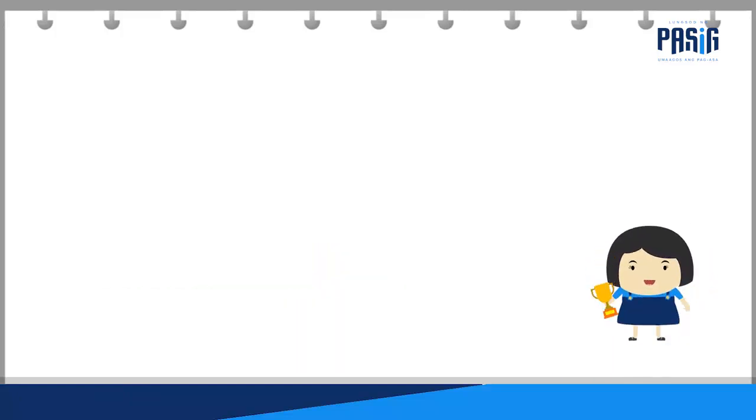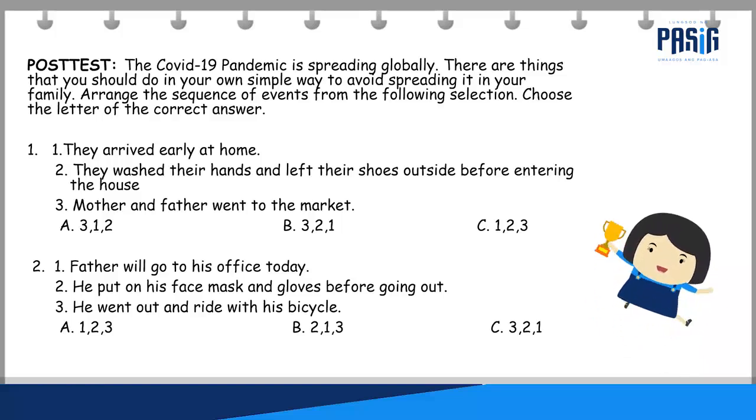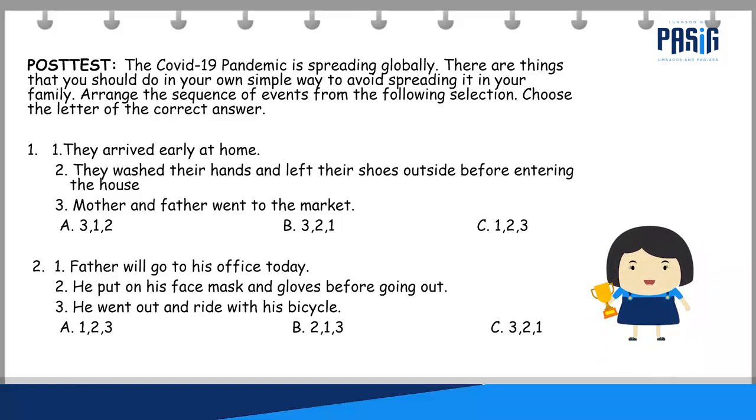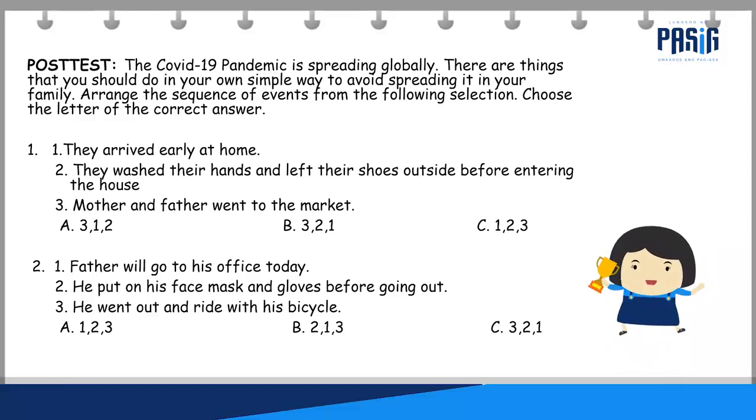To end this lesson, do the following exercise. You can pause this video if you will need more time. Press play again when you're finished and when you're ready to proceed with the lesson. The COVID-19 pandemic is spreading globally. There are things that you should do in your own simple way to avoid spreading it in your family. Arrange the sequence of events from the following selection. Choose the letter of the correct answer.